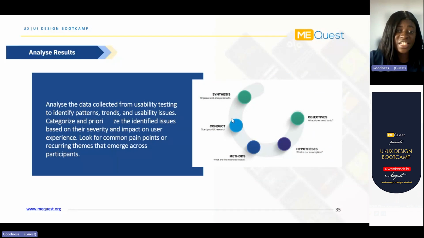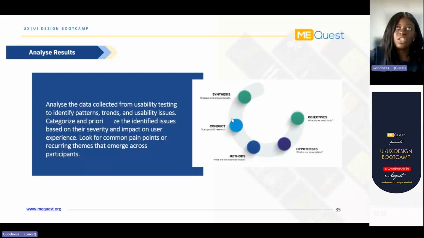Analyze results. Analyze the data collected from usability testing to identify patterns, trends, and usability issues. Categorize and prioritize the identified issues based on their severity and impact on user experience. Look for common pain points or recurring themes that emerge across participants. You gather everything together and sort it. Say everybody is having a problem seeing where we kept the buy button. That means we didn't put it in a visible place, and we want users to buy on this particular website, so you move the button to where it is going to be obvious for users to find.